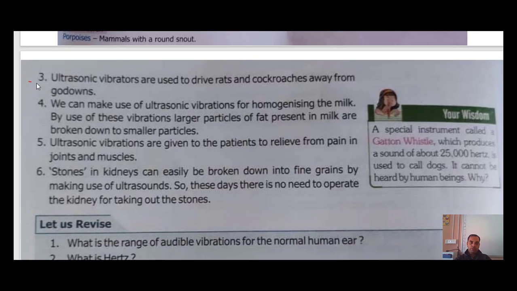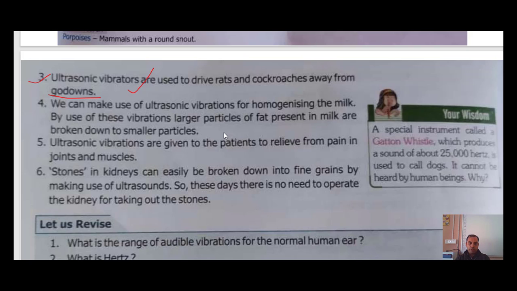Now, ultrasonic vibrations are used to drive rats and cockroaches away from godowns. This is another use. We can make use of ultrasonic vibration for homogenizing milk. By using this vibration, large particles of fat present in the milk are broken down into smaller pieces. So, with the help of ultrasonic vibration, the milk contains some fat particles which are also known as ghee. Now these can be broken down into smaller particles.